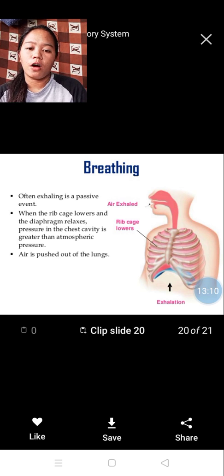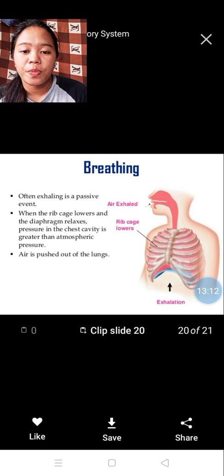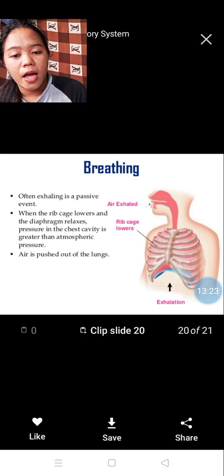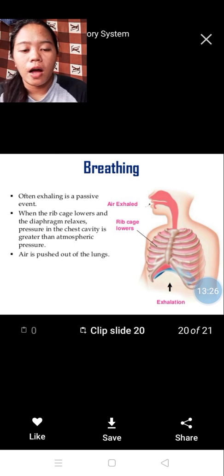Exhaling is a passive event. When the rib cage lowers and the diaphragm relaxes, the pressure in the chest cavity is greater than the atmospheric pressure, so air is pushed out of our lungs.